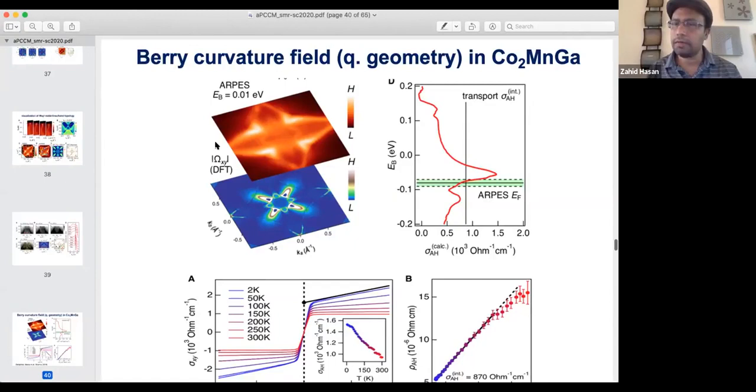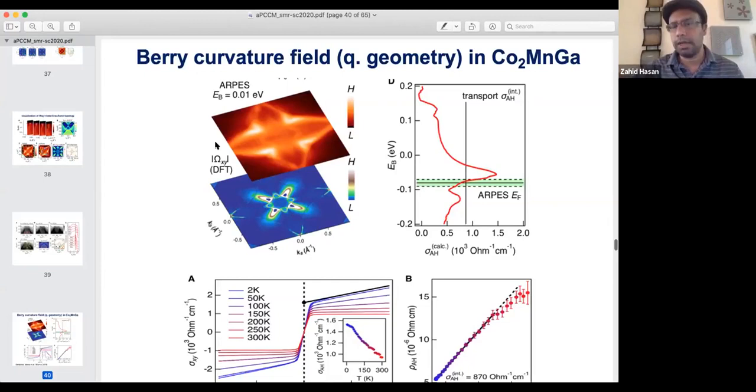So the intrinsic anomalous Hall effect is supposed to be a Berry curvature field or quantum geometry effect. It's not an extrinsic thing, right? So we are safe from that, which transport people would not immediately connect.